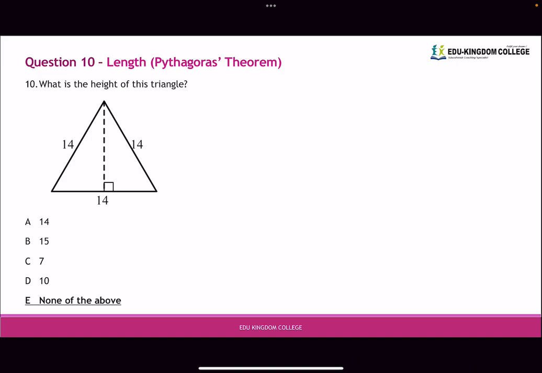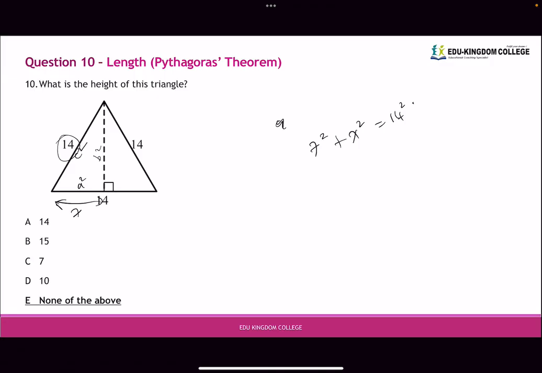Question 10, what is the height of this triangle? So the slanted height is 14. This little bit here is 7. So what you're going to have to do is use Pythagoras theorem. Pythagoras theorem is that a squared plus b squared equals c squared, where c is the longest side. So we would have 7 squared plus x squared equals 14 squared.